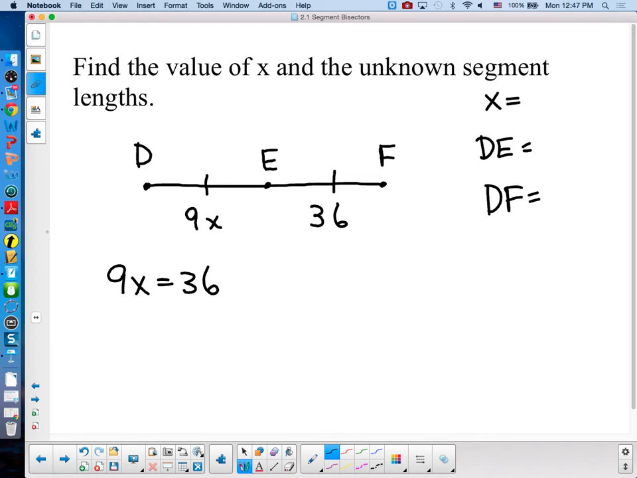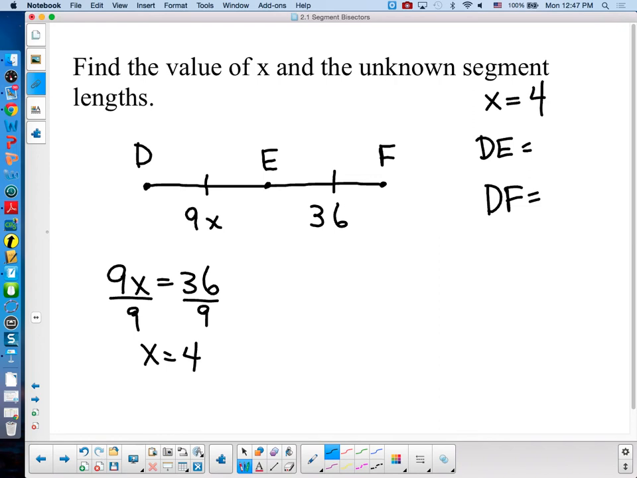You need them to be the same length. How do we solve it, Tim? Divide 36 by 9. So x equals 4. And that's one of our answers.